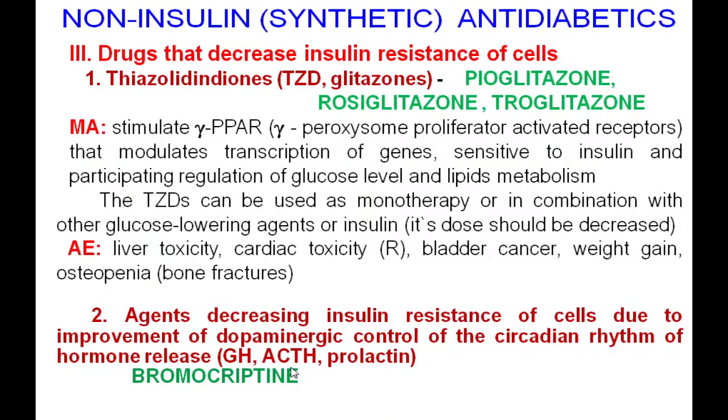This drug is taken once per day, early in the morning. This improves the control of the circadian rhythm of hormone release: growth hormone, ACTH, prolactin, and so on. And the usage of this drug causes a decrease of glycated hemoglobin.